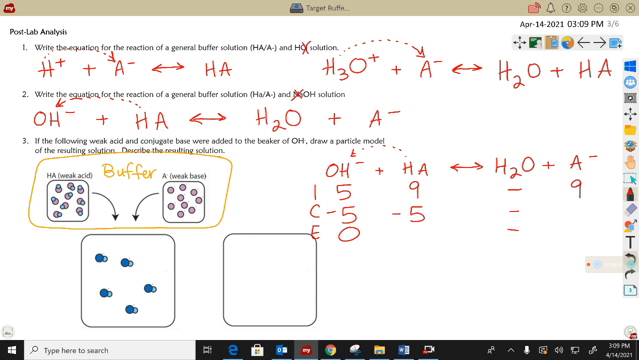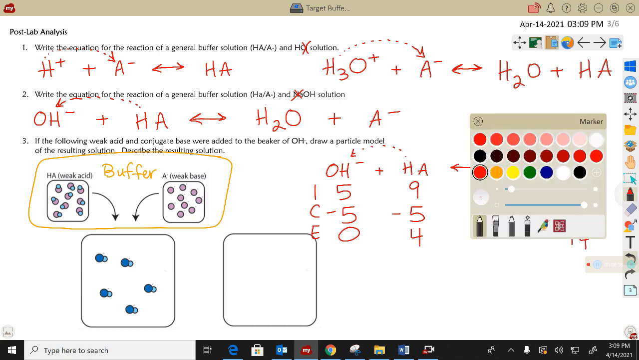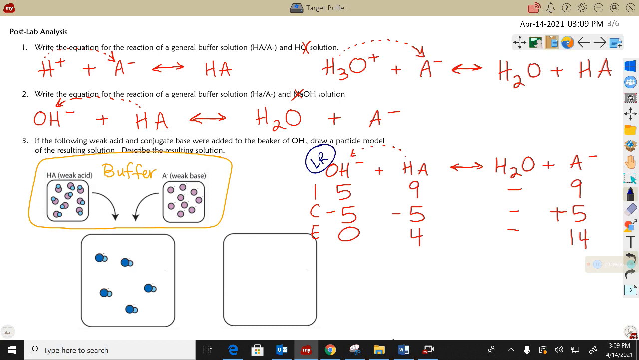These guys are 1-to-1 ratio, so I'll consume 5 particles of the acid. This guy's going down to 4, and this is going to shift up by 5, so this will go up to 14. And we're thinking of it as the limiting reactant is whichever of the initial reactants is smaller. That one goes down to 0. And then it's like the acid is in excess.